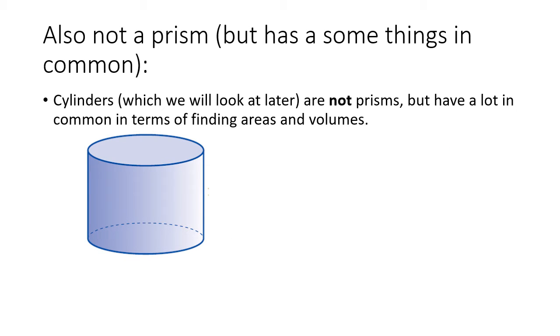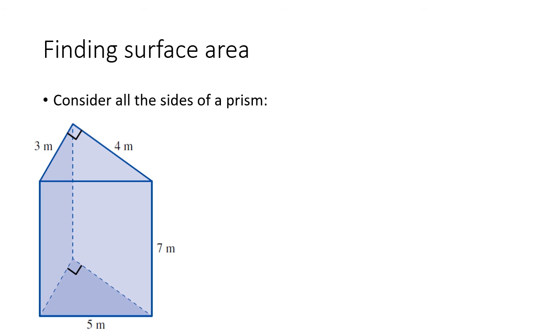Another thing that isn't a prism but actually has quite a lot in common is a cylinder. The reason cylinders are not prisms is because they have curved sides rather than flat sides. But in terms of a lot of the calculations we're going to do, you'll see that they actually behave in much the same way. So even though they are not prisms, the same techniques that we can use for area and volume and that sort of thing are often handy between prisms and cylinders.